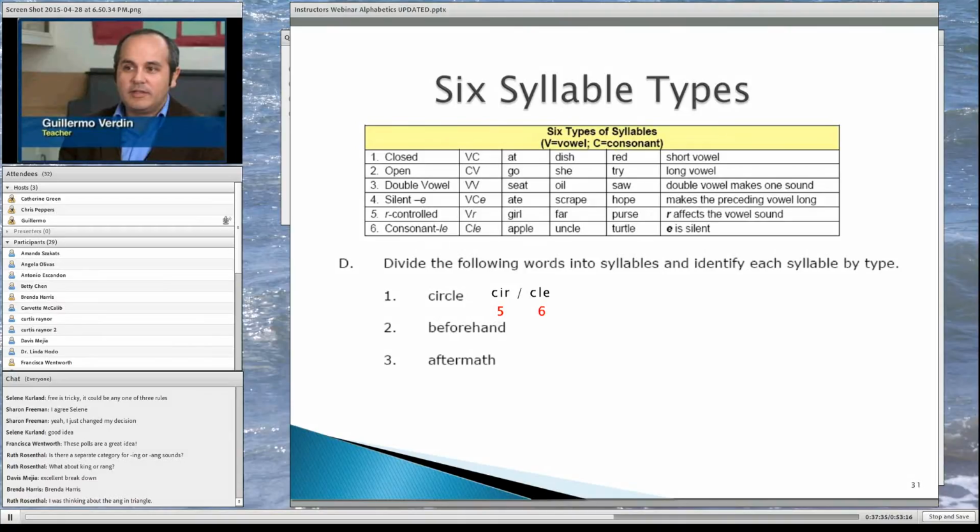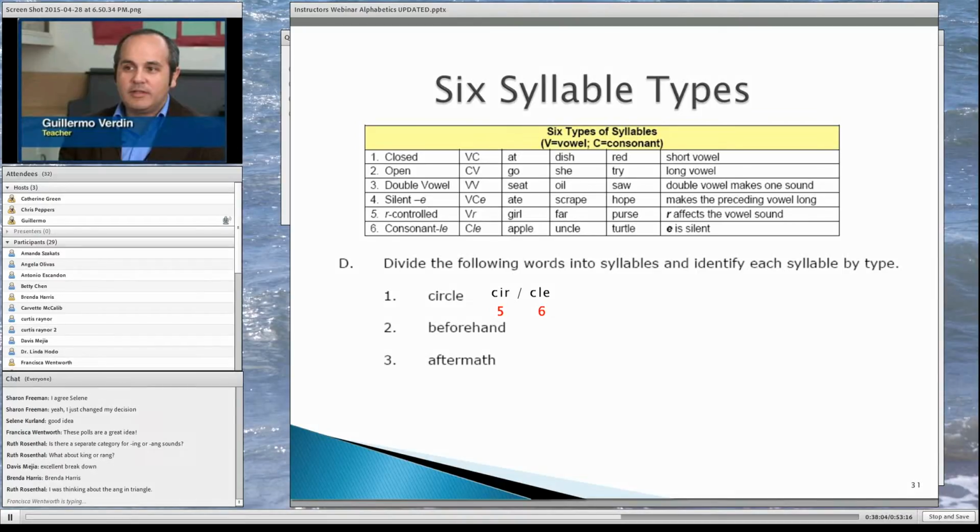Now look at this one, triangle. Again, focus on the word parts. Here's what I did: tri, open syllable, and I would keep ang as a closed syllable, and the GLE I would keep as a consonant LE syllable.